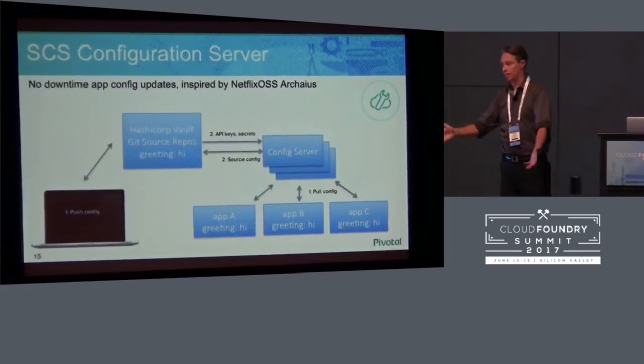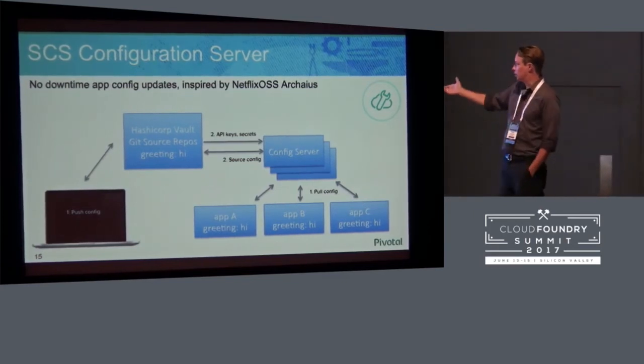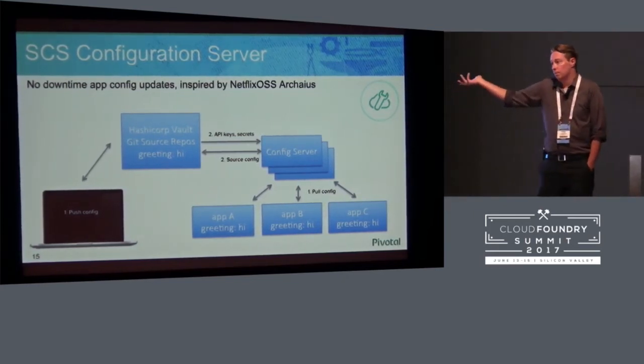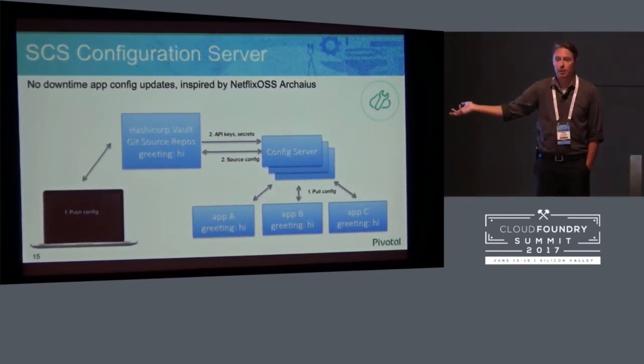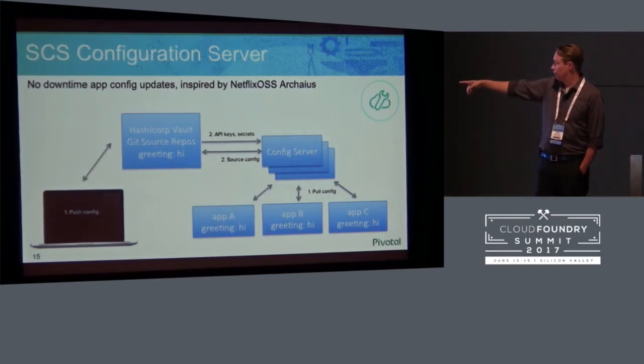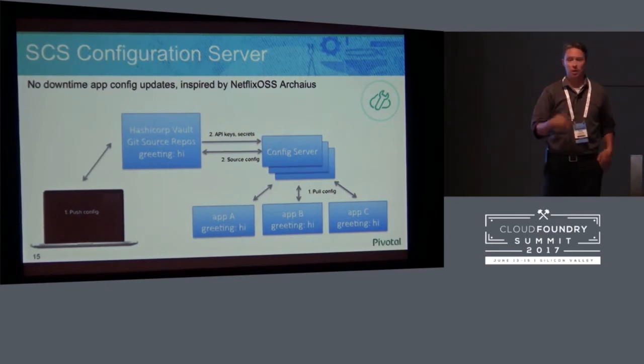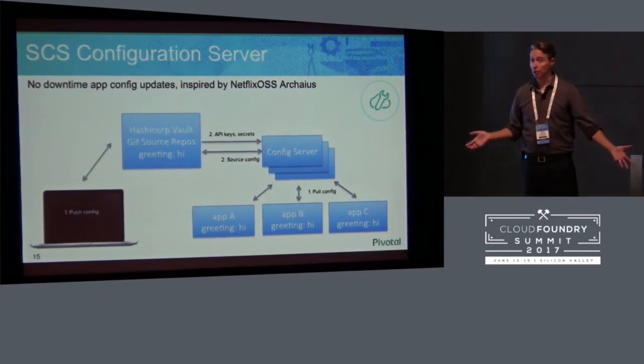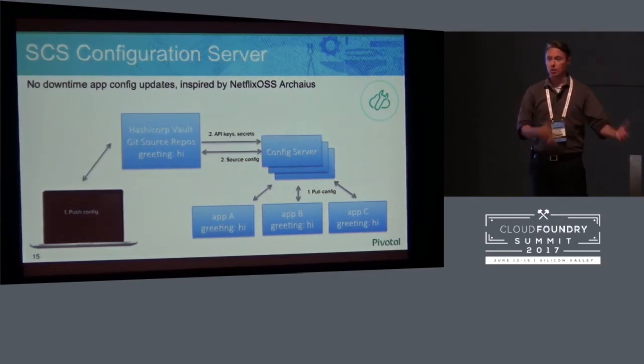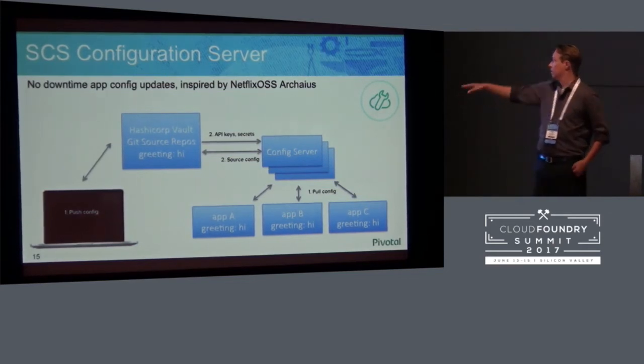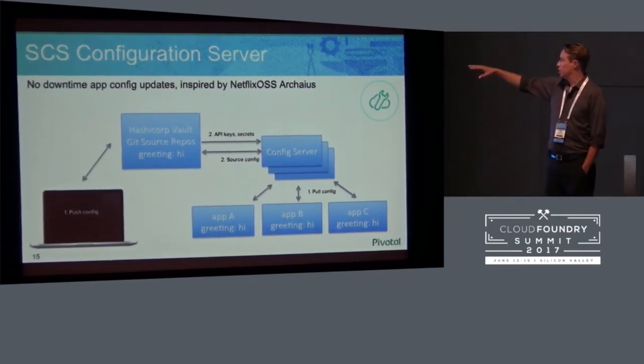So what are they? The configuration server is basically version control as a service for your APIs, right? You, the developer, push configuration to a repo. Maybe it's a HashiCorp Vault. Maybe it's a Git repo. Maybe it's several different Git repos. Maybe it's a mix of the HashiCorp and the Git. That doesn't matter. We support all the scenarios. You push those to a config server running on Pivotal Cloud Foundry, and that is managed by Pivotal Cloud Foundry.